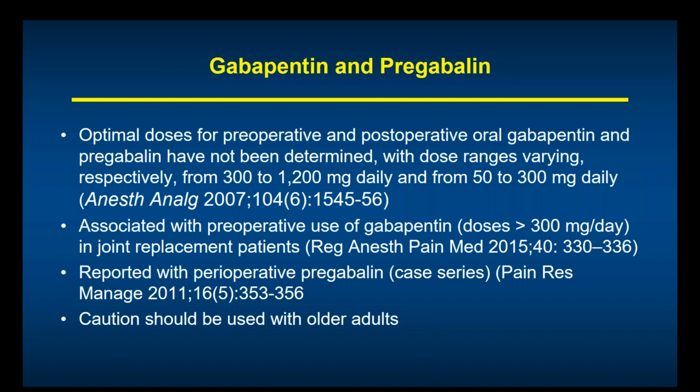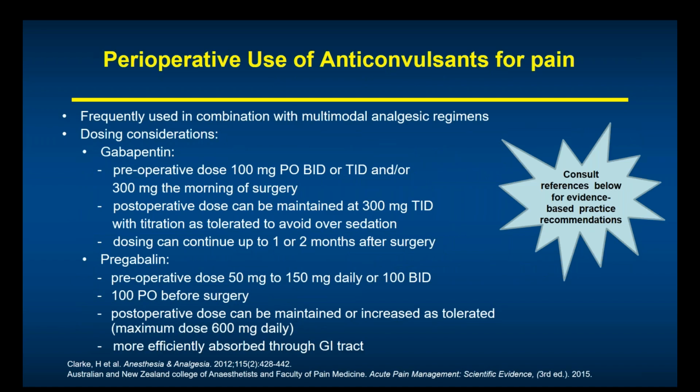Associated with preoperative use, gabapentin has been very effective in ameliorating or reducing pain with joint replacement. And remember, I showed those statistics that are just newly recognized and appreciated with total hip and total knee replacement patients developing a chronic pain syndrome. And you have to be cautious with the use of gabapentin and pregabalin with patients who are older.